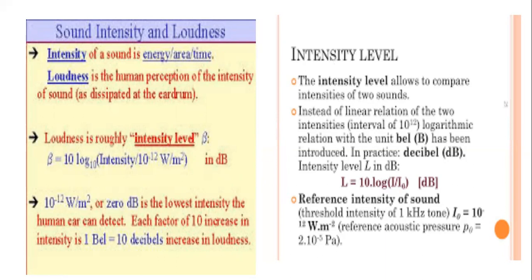Instead of a linear relation of the two intensities, a logarithmic relation with the unit bel has been introduced. In practice, the decibel is used for intensity level L. The unit of intensity level is decibel. Don't get confused: the bel is the larger unit and the decibel is the smaller unit. This relation is called the Weber-Fechner law. The loudness is equal to 10 log I divided by I naught, and the answer must be in decibel when 10 is written.